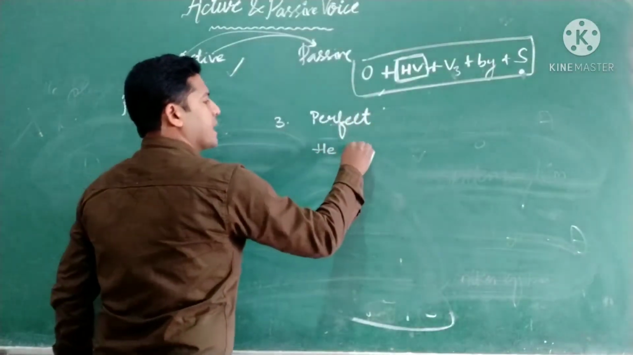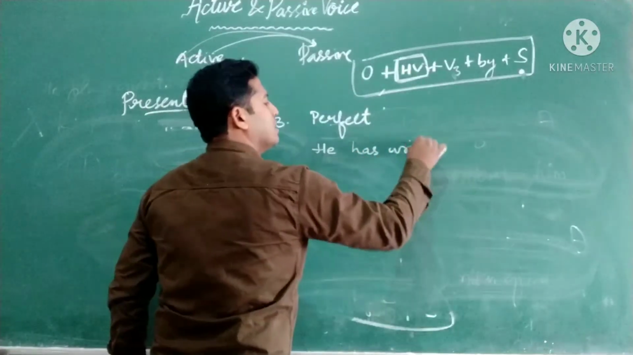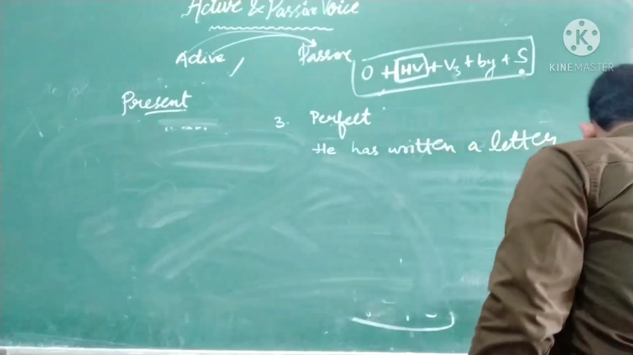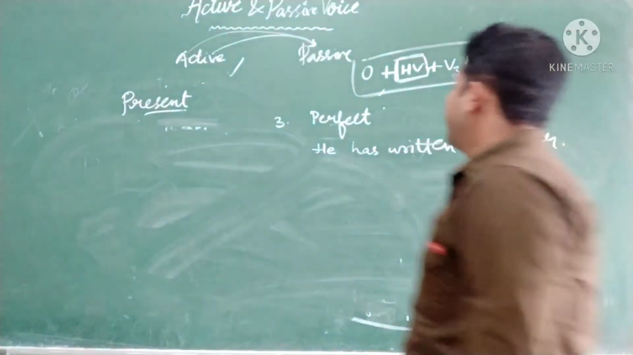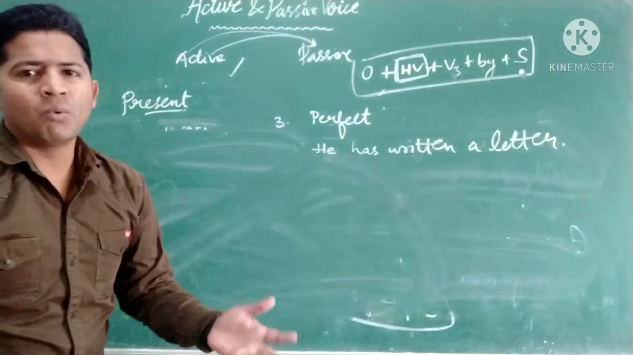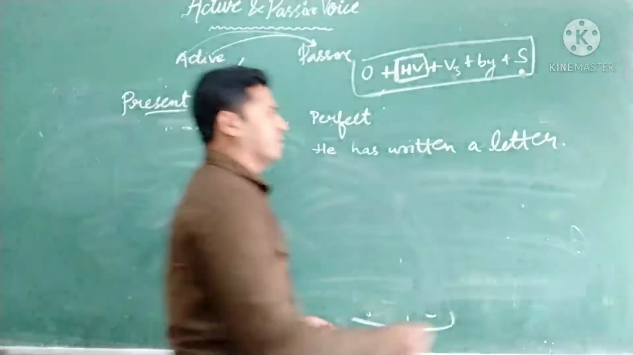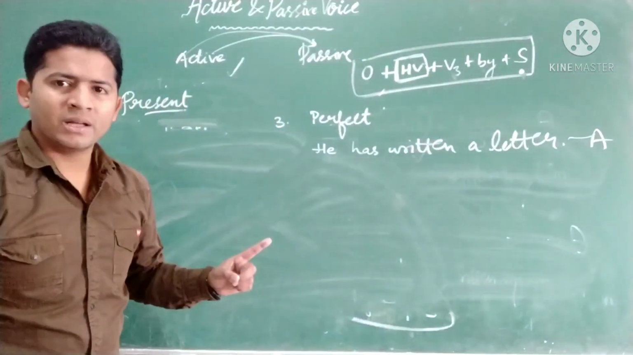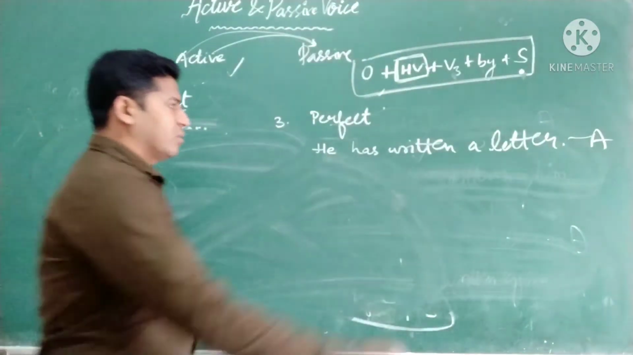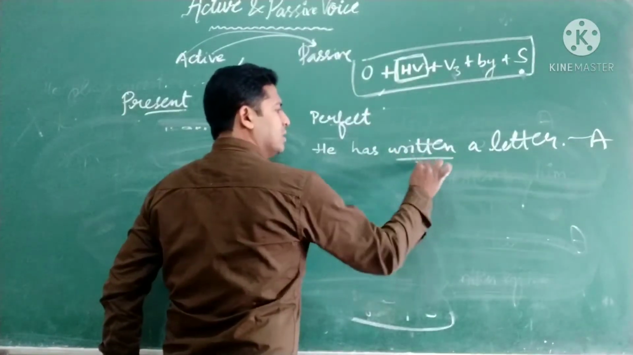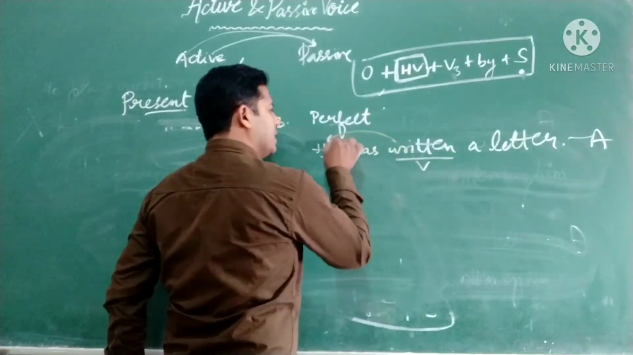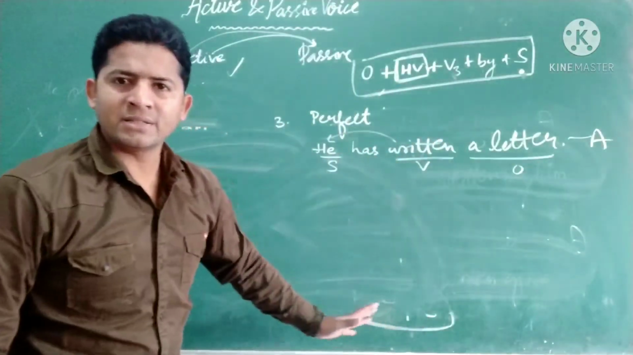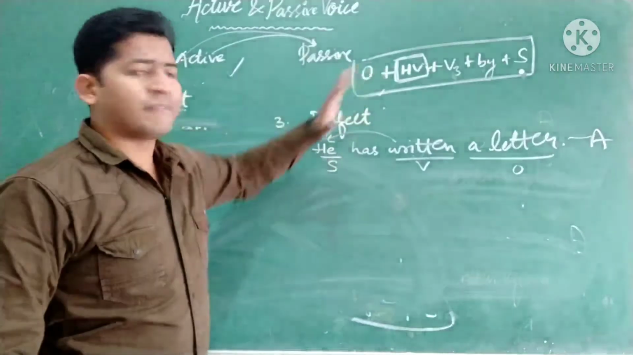He has written a letter. Now this sentence is in present perfect tense. Now if you want to convert this sentence to passive, this is written in active. This is an active sentence, active voice. If you want to convert, what you need to do, the first step, find out subject, verb and object. What is the action here? This action will become the verb. The action is done by he, which will become the subject. A letter will become the object. Easy, isn't it?